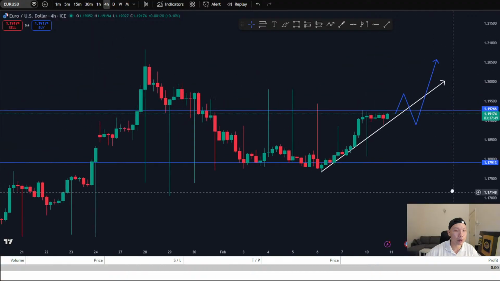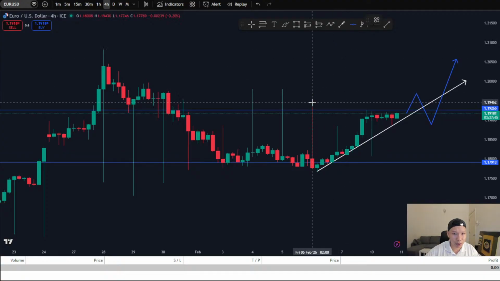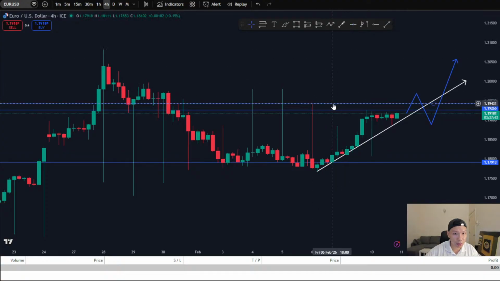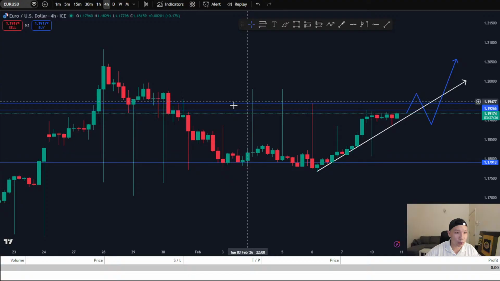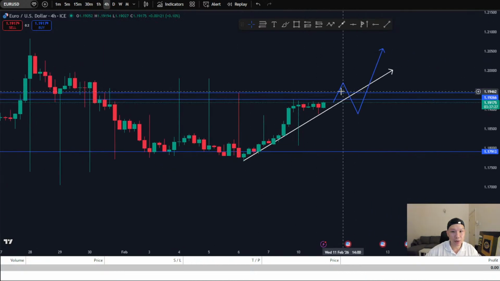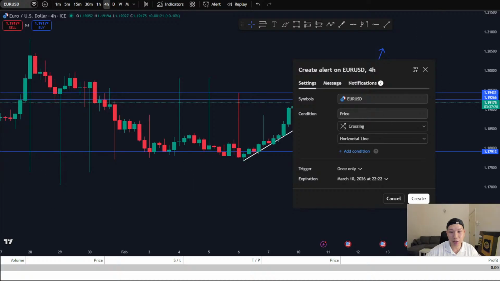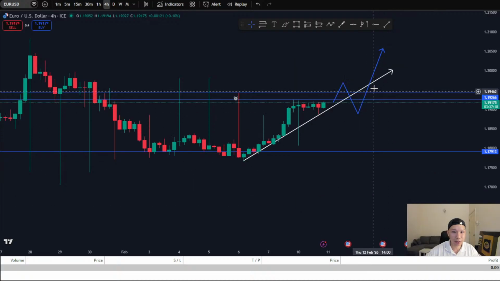So where is the pullback going to be? The pullback is going to be somewhere around here. I'm going to use the most reliable one. 1 touch, 2 touch, 3 touch, 4 touch. So you can see it's a pretty reliable point for me. Now, this is the place. If it crosses this area, I will start to pay attention. I will add an alert.